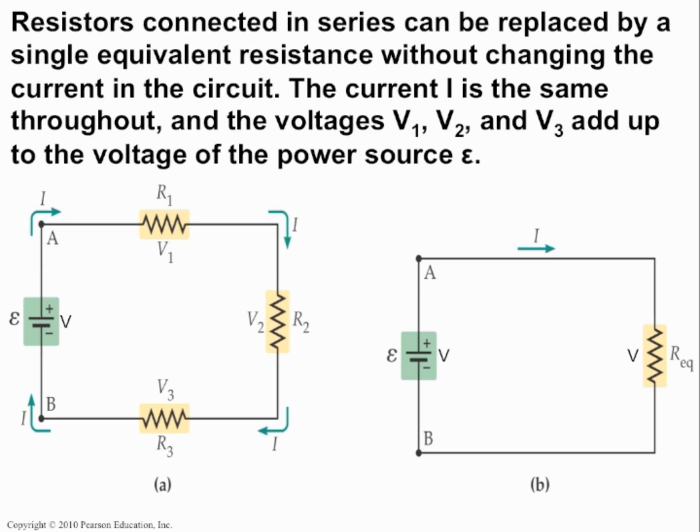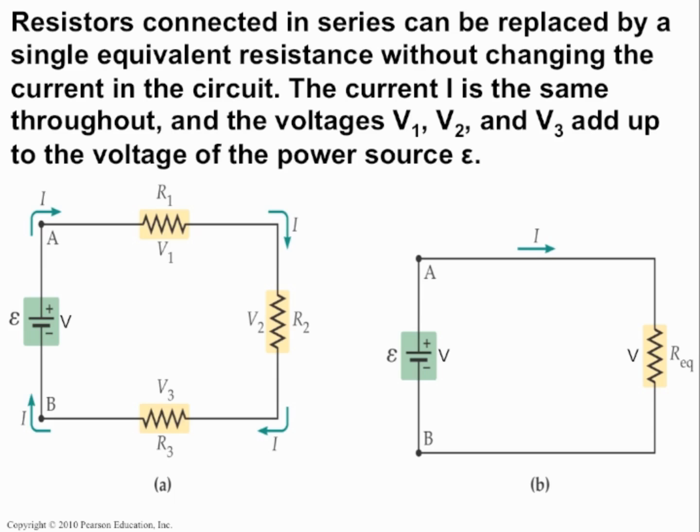Now, resistors connected in series can be replaced by a single equivalent resistance without changing the current in the circuit. The current I is the same throughout, and the voltages V1, V2, and V3 add up to the voltage of the power source, epsilon. You often see batteries labeled with an epsilon, and all that really stands for is an abbreviation, EMF. And EMF is electromotive force.